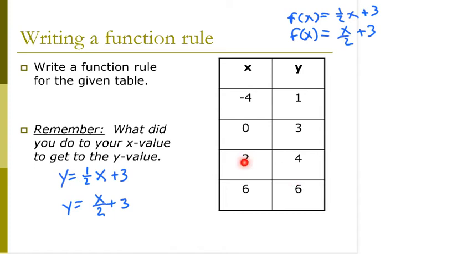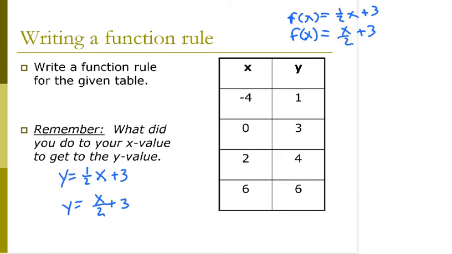I'll leave the rest up to you to check, but notice that if we put the same thing here, just to emphasize that it's the same thing, if we input 6, 6 divided by 2 is 3, and 3 plus 3 is 6. And we would end up with the same result with all of these if we were to use that equation or that function rule as well.